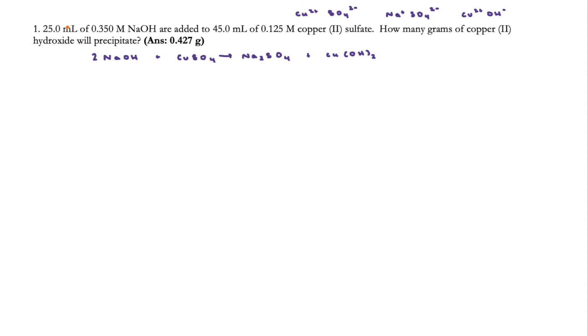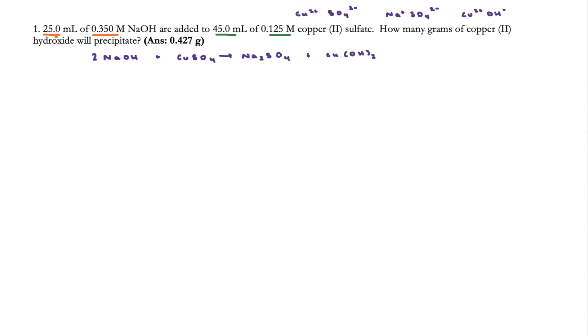Notice, I know the amount of one of my reactants, and I know the amount of my other reactant, and it is asking me how many grams of copper 2 hydroxide will precipitate, how much of this product will form. So I know this is a limiting reactant problem because I'm given 2 different amounts of my reactants. So I'm going to start with the sodium hydroxide first. Okay, this is a beautiful problem. It literally includes everything we've talked about in this unit. Sorry for nerding out on you.